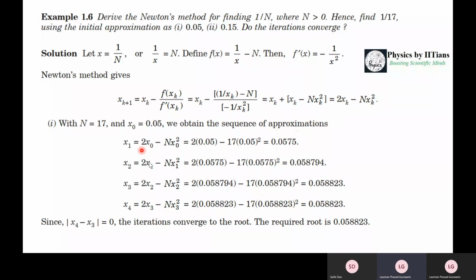Similarly, for the next iteration we can use x1 in this equation with n as 17, and proceed. Our final root will be 1 by 17, whose value is 0.058823. So this is the simple procedure of doing the Newton-Raphson method.